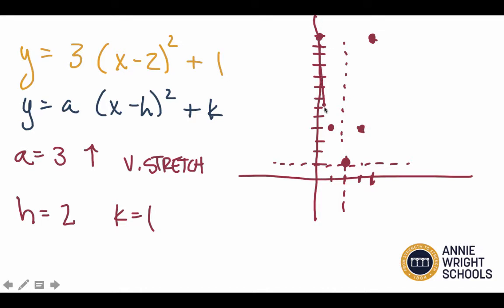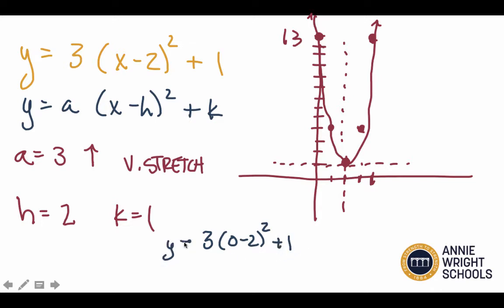So a couple things I want you to see from this graph. It has that vertical stretch. It opens up. And I figured out that this point is up 12 from positive 1. So what's the y-intercept? It's 13. Well, let's do a little math to figure that out. What is 3 times 0 minus 2 quantity squared plus 1?